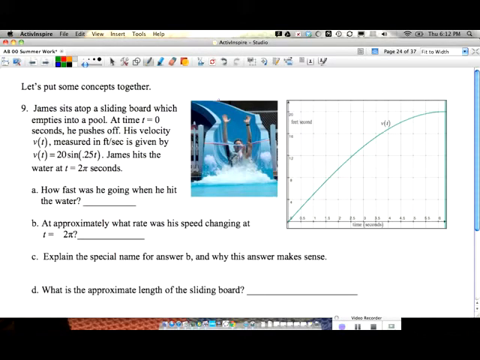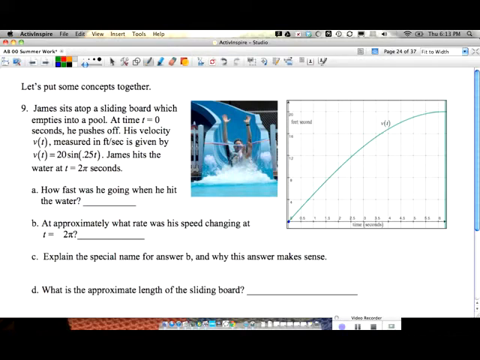Let's put some concepts together. Okay, so James sits atop a sliding board. He's sliding down this board all the way to the bottom. It's one of those big slides at the water park. At time t equals 0 seconds, he pushes off. So he's not going anywhere until after 0 seconds. That's when he starts to speed up all the way until the bottom.